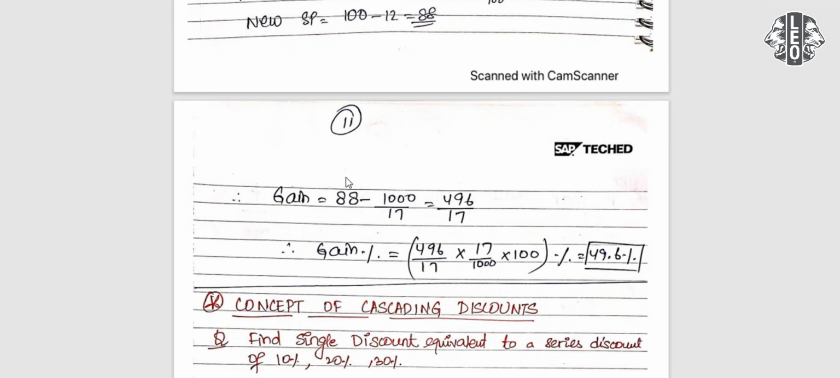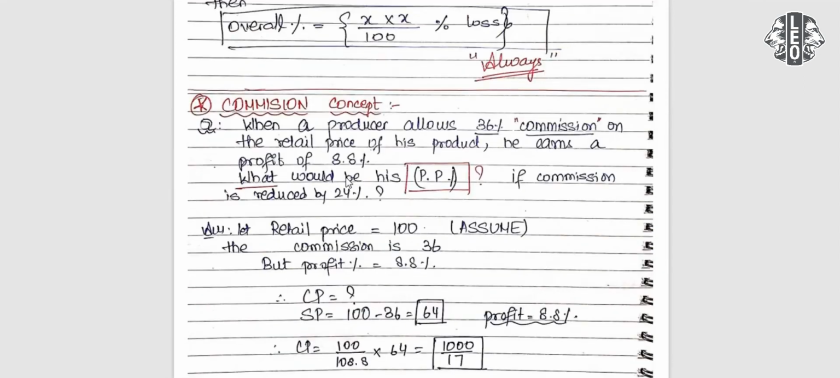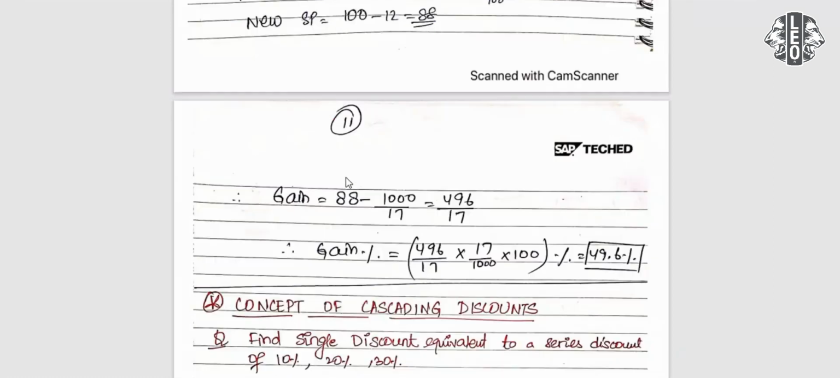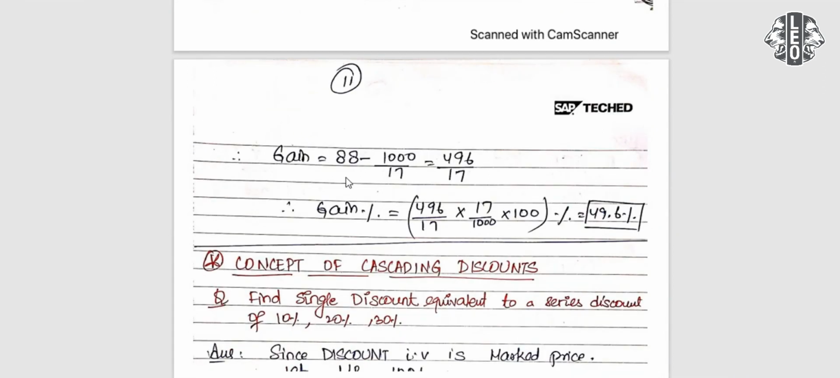49.6% gain. So you could say that if commission is reduced by 24%, the profit percentage is going to increase. Profit percentage is going to become 49.6%. And of course, you could calculate more and more things based upon this.